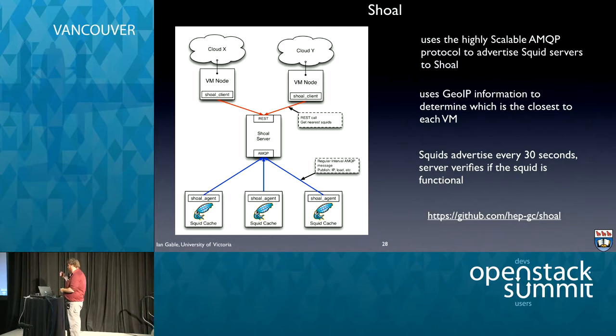And so we can have these web caches disappearing and coming live regularly. They advertise every 30 seconds. We really depend on the scalability of AMQP to do this. We didn't want to write a lot of code. There's probably other services that exist out there or that are coming online that may do the same thing. This one was really focused on simplicity.